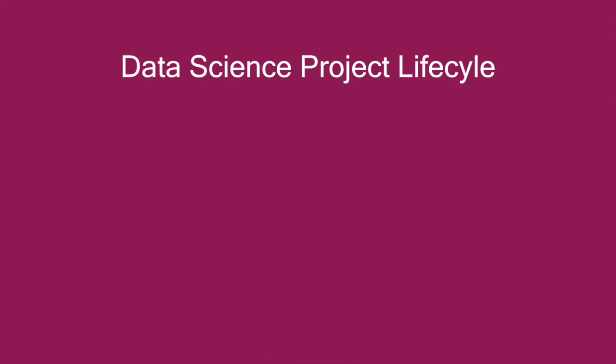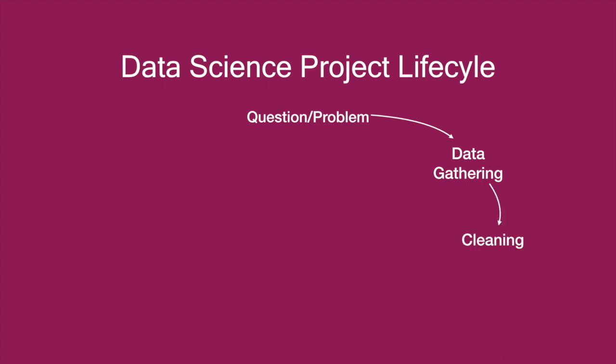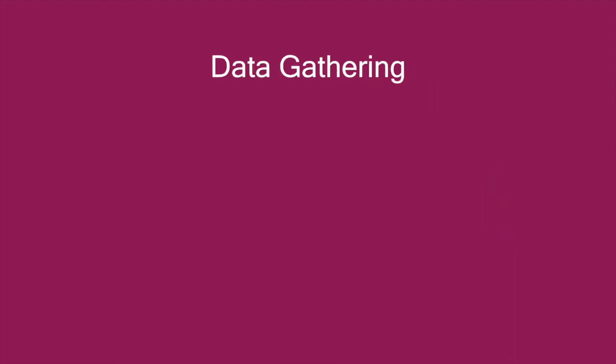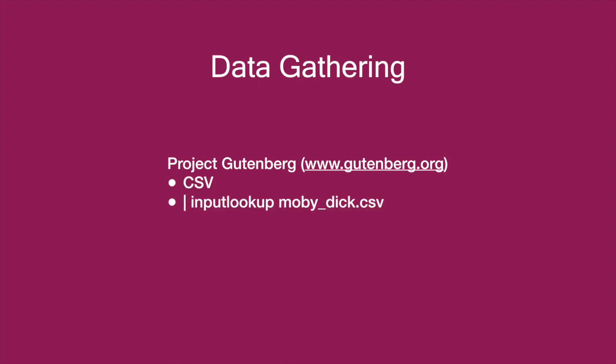This app tends to follow the life cycle of a data science project. The question and the data gathering is generally selected by what is already in Splunk and then searched on, or perhaps new data needs to be added to Splunk. Once that step is complete, the data will then need to be cleaned. In case you don't yet have some text to analyze, the app currently comes with 3 books from the Gutenberg project that have been reformatted into a CSV and can be loaded using the input lookup command.